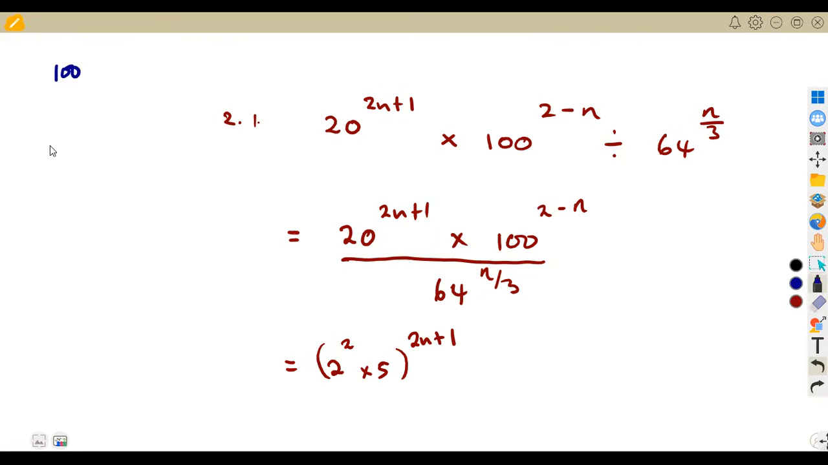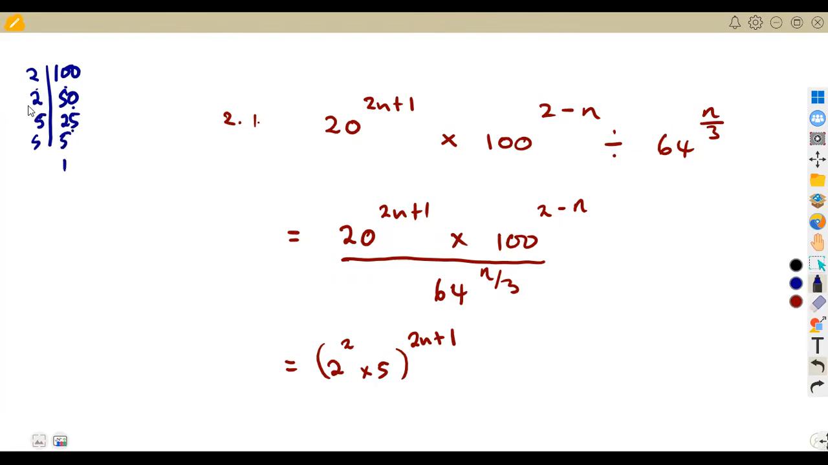So this is our 100. The smallest prime number there is 2. 100 divided by 2 will be 50. The smallest again is 2. 50 divided by 2 is 25. The smallest prime factor now is 5. 25 divided by 5 is 5. 5 divided by 5 is 1.